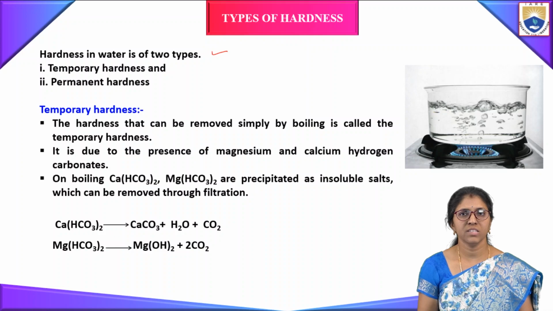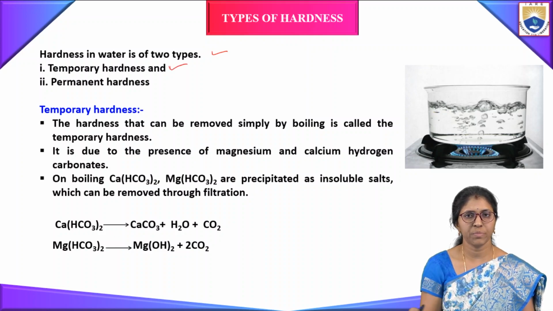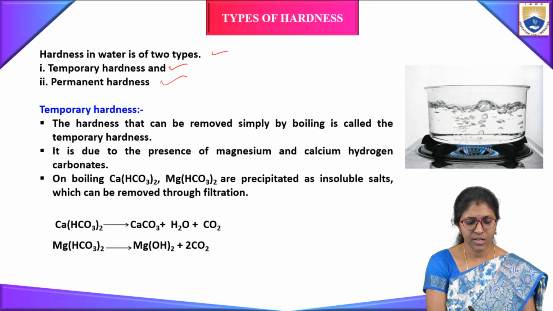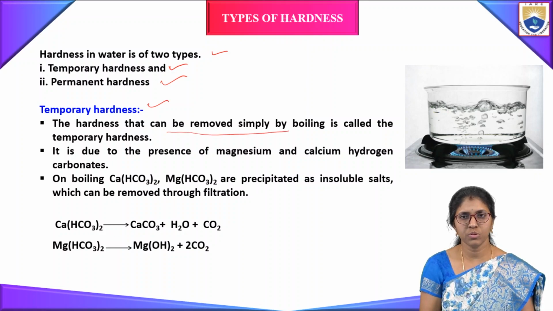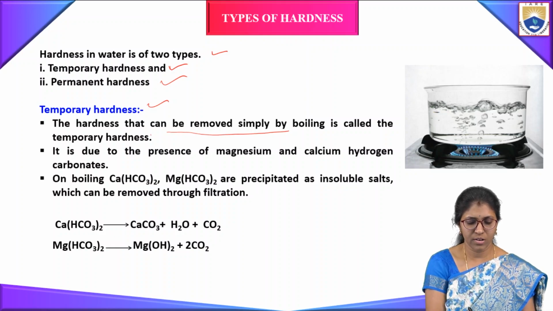Types of hardness. Hardness in water is of two types. The first one is temporary hardness. The second one is permanent hardness. Here, temporary hardness: the hardness that can be removed simply by boiling is called temporary hardness.